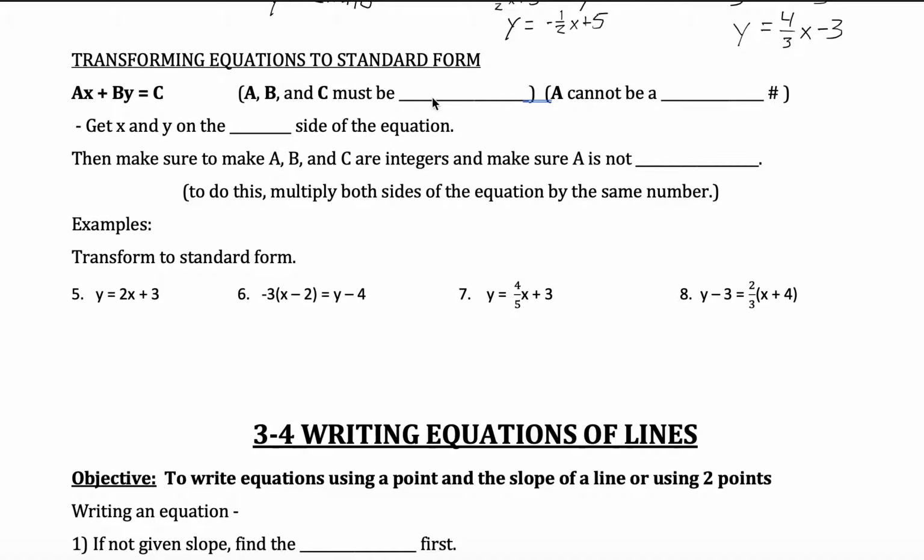They must be integers. All right? We cannot have fractions or decimals. We have to have strictly integers. A cannot be a negative number. So A must be positive. So to do this, you want to get x and y on the left side of the equation. Then make sure that A, B, and C are integers, and make sure A is not negative.